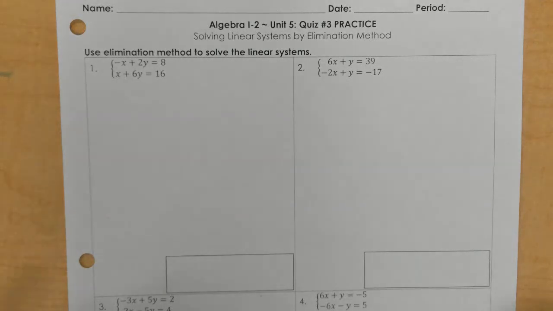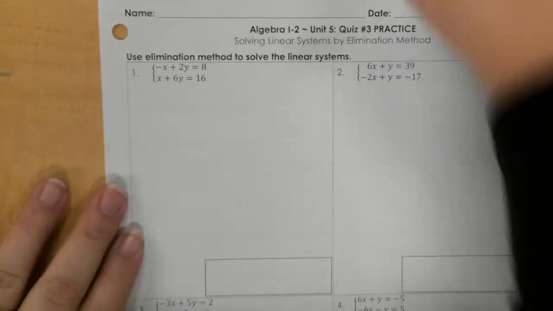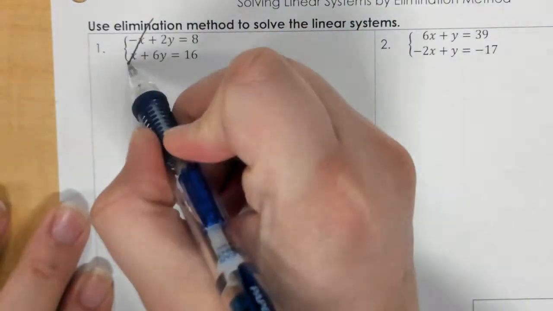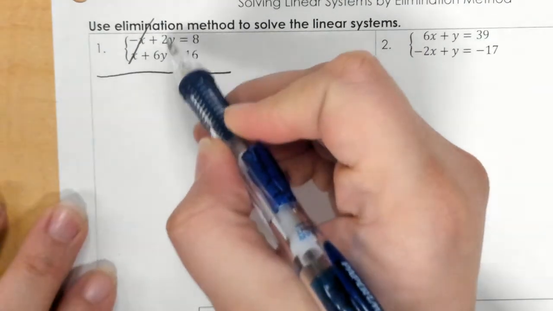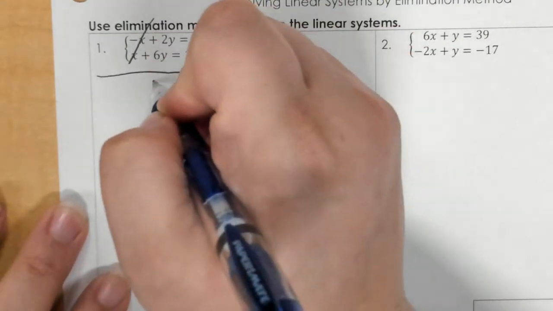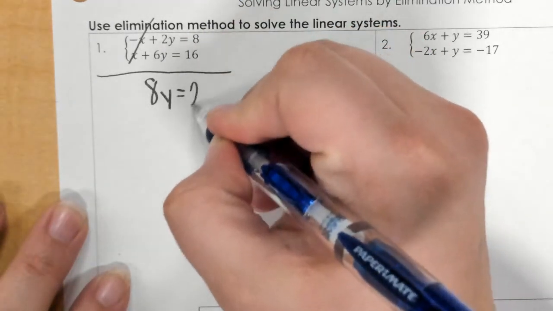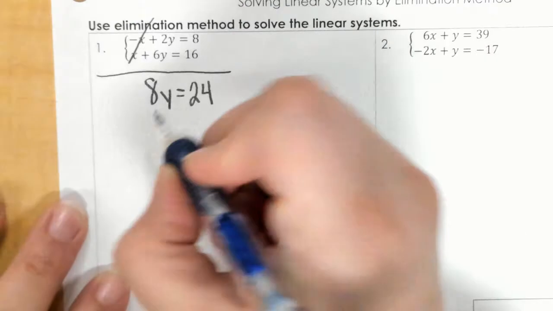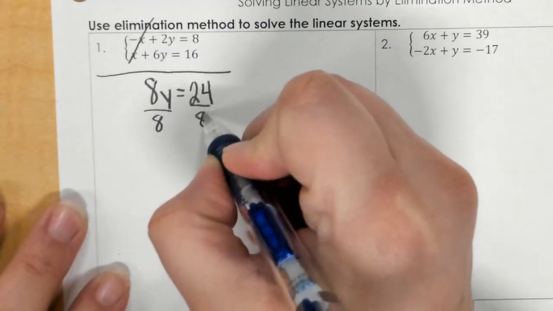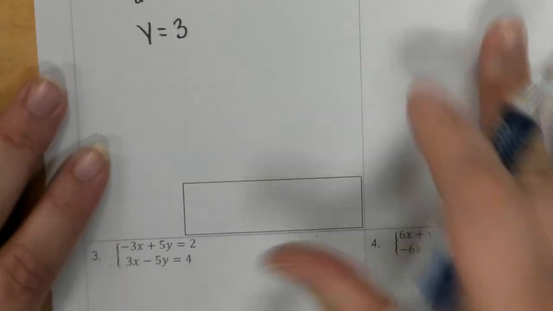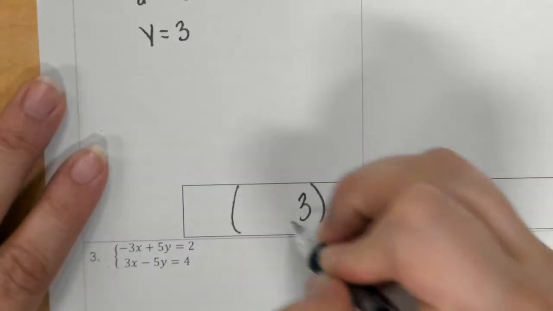For the quiz 3 practice over elimination, in the first problem I want to decide what I can eliminate, or if I can eliminate. And I can eliminate my x's. So I will eliminate, and then I can combine straight down. So 6 and 2 are 8y. And then 16 and 8 I can combine and get 24. To get y by itself, I divide by 8. And y is 3.